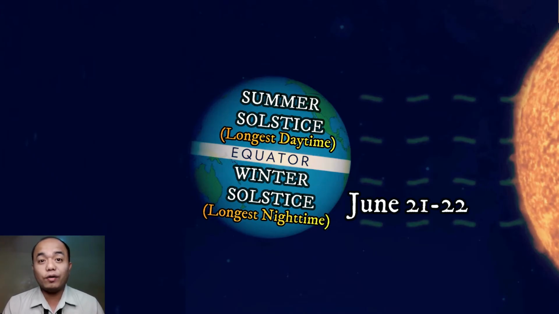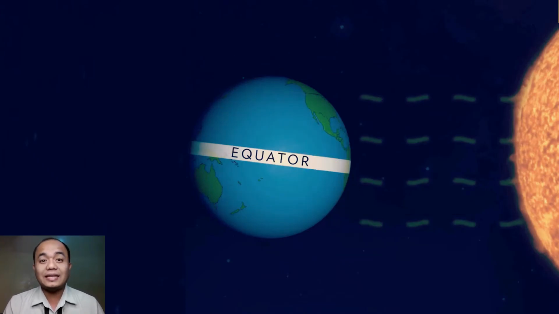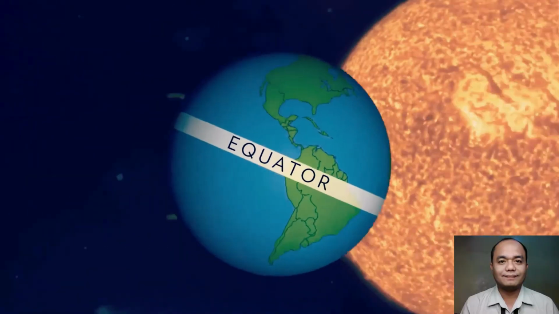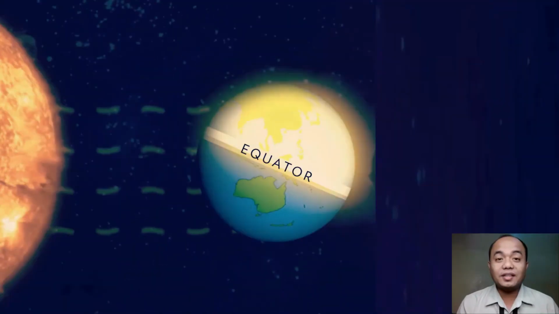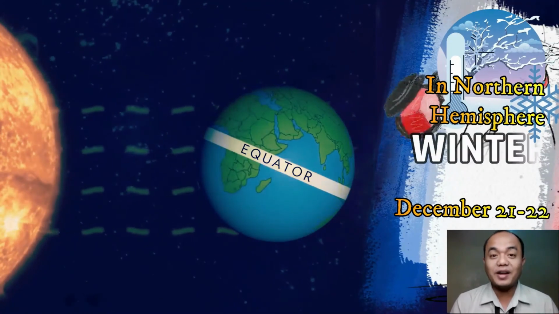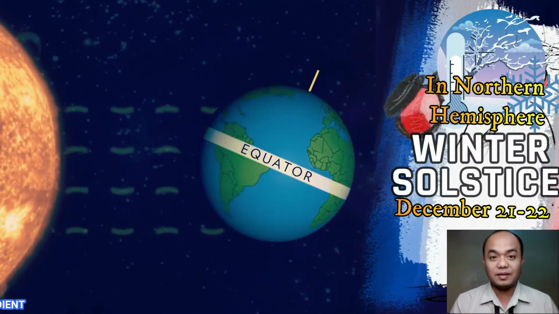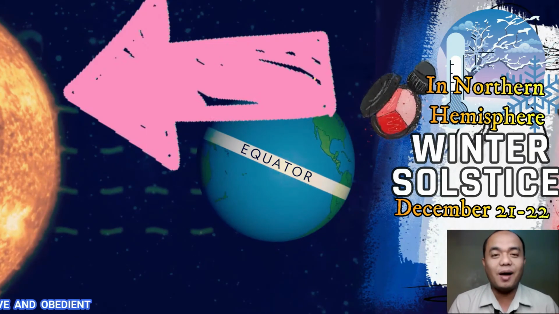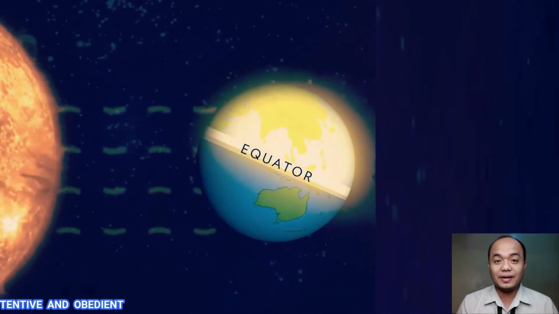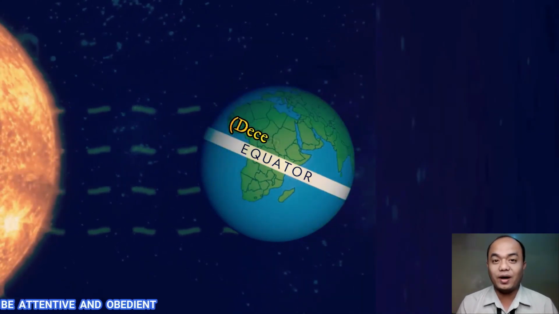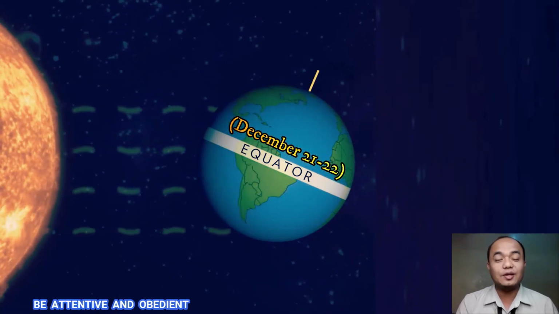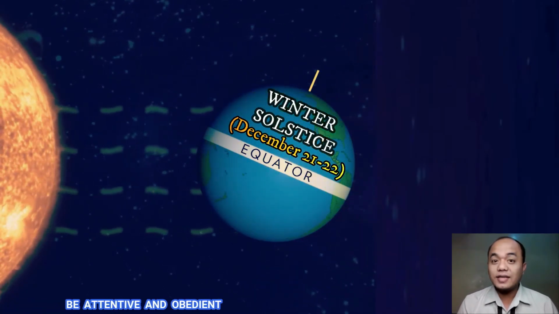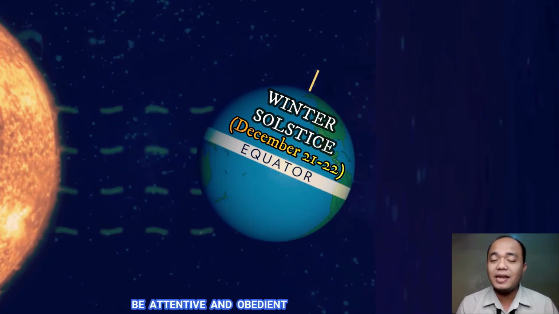Now, what happens in the North Pole or the Northern Hemisphere when it is tilted away from the sun? Winter solstice starts on December 21 or 22 in the Northern Hemisphere, wherein the North Pole is tilted to its full away from the sun. Ang winter solstice naman class magsisimula tuwing December 21 or December 22 dito sa Northern Hemisphere, na kung saan ang North Pole ay nakalayo or nakatagilid ng pinakamalayo sa sun sa mga panahong ito.